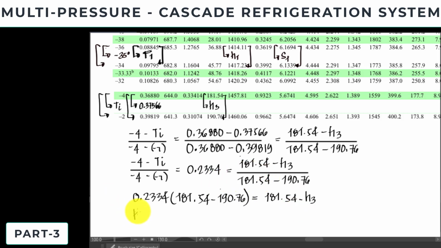So we have your enthalpy. So let's try to solve this one to get enthalpy. So enthalpy natin, it will be equal to 183.69. So that would be kilojoule per kilogram. Or we can say this is 184 kilojoule per kilogram.